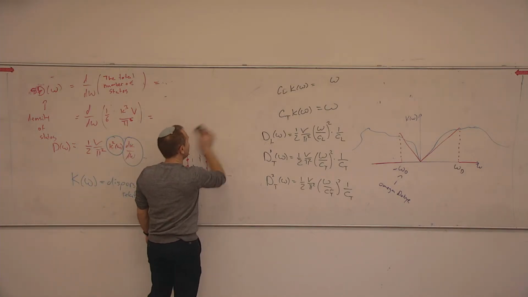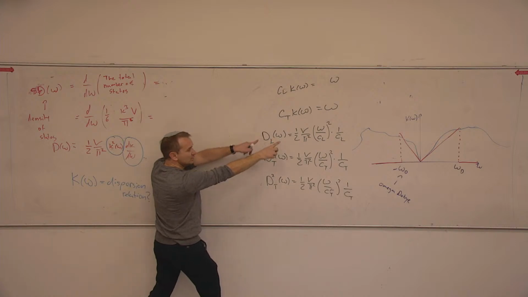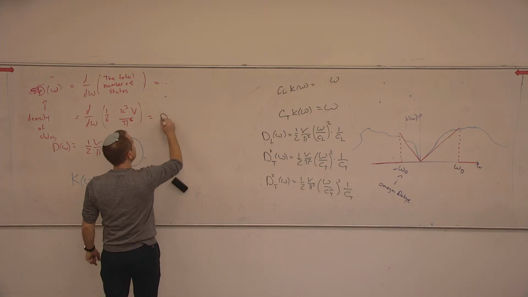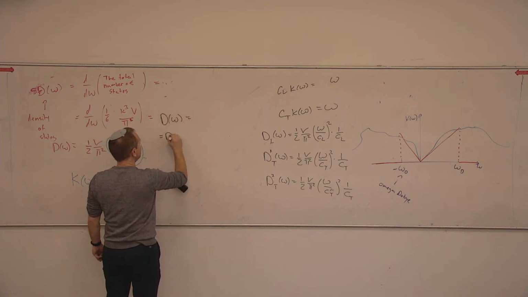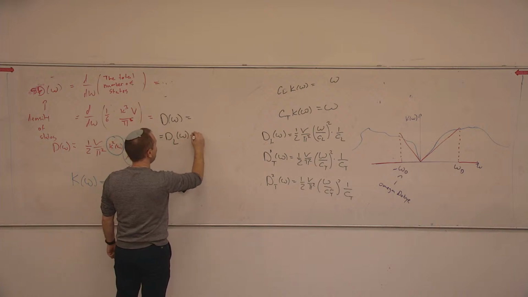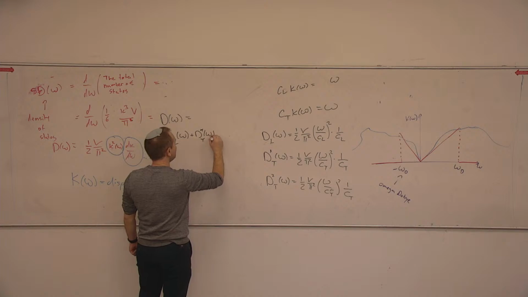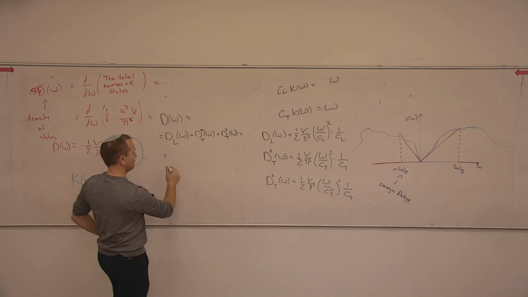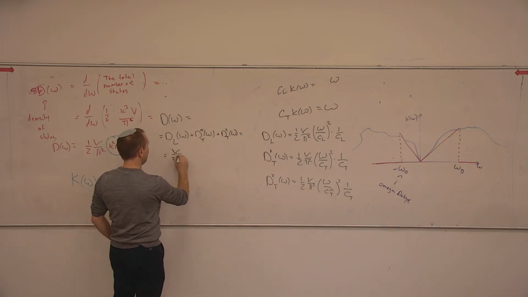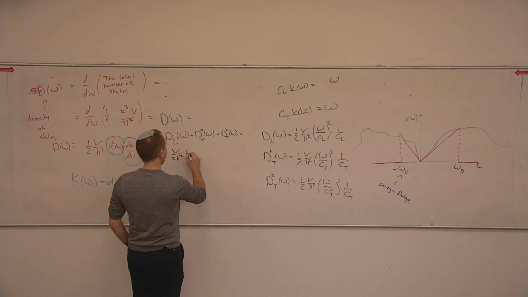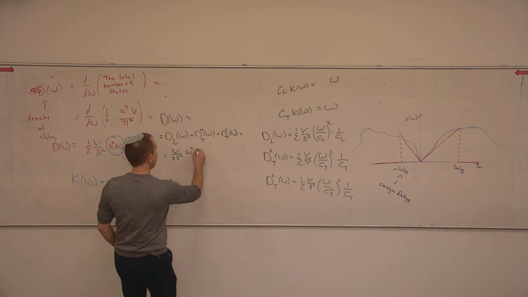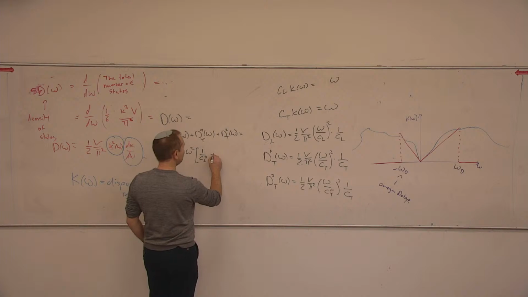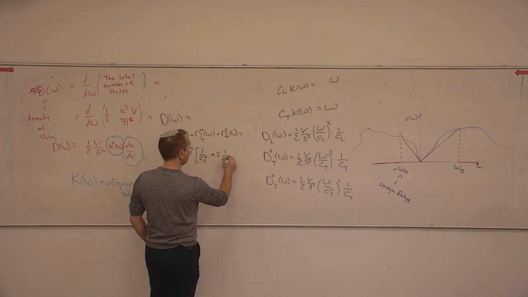The total density of states is the density of those waves plus the density of those waves plus the density of these waves. g(omega) equals g_L(omega) plus g_T1(omega) plus g_T2(omega), which equals V divided by 2 pi squared, omega squared, and inside I have 1 over C_L to the third plus 1 over C_T to the third.